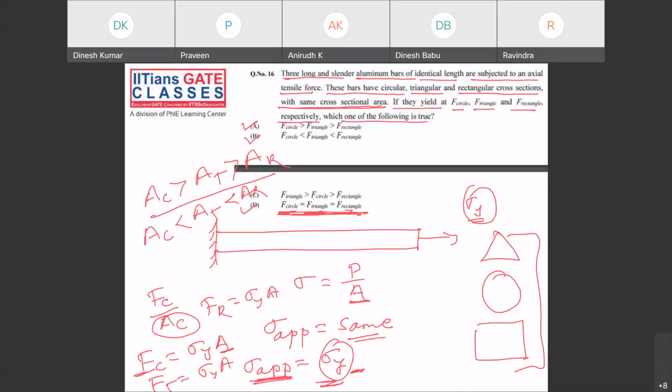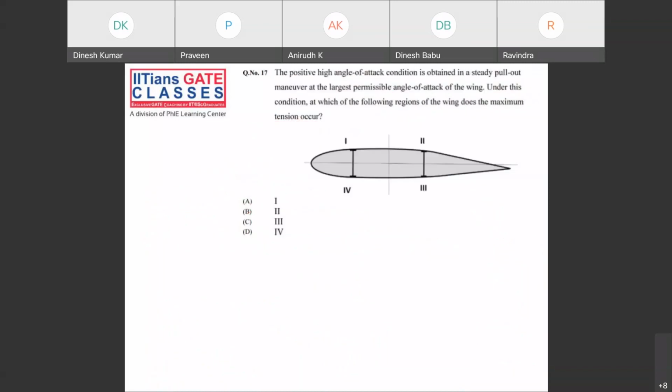Okay, let's see the next question. This was said in the group some days back. So read the question.